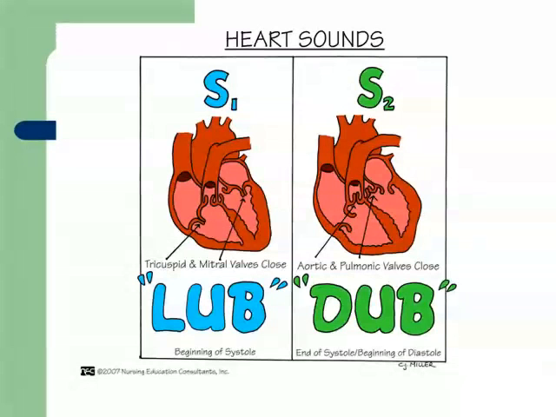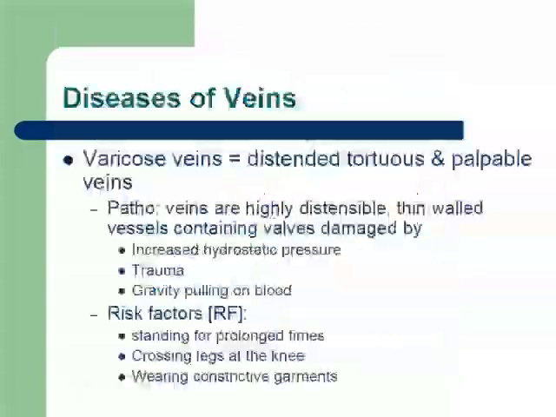Now we're going to start talking about some of the abnormals. Disease of the veins. Varicose veins are distended, tortuous, and palpable veins. They tend to occur as we age, not in the children, but as we get older, due to many, many years of standing.